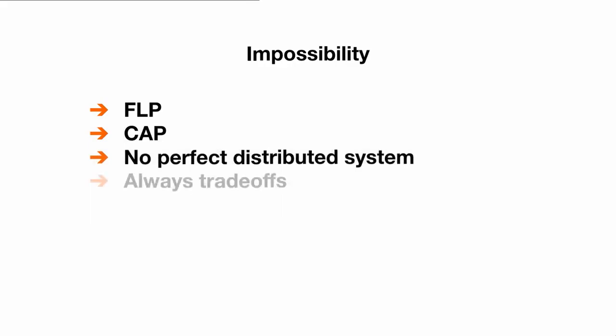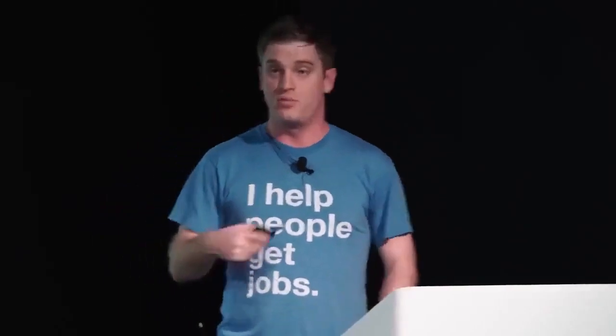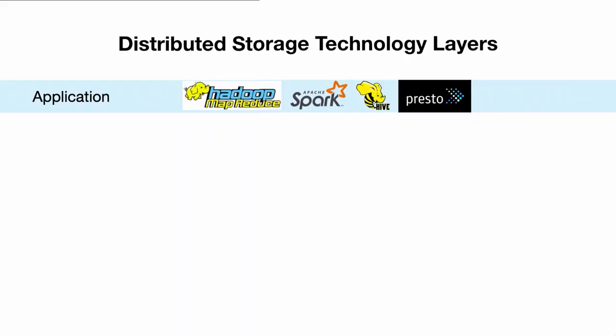Distributed storage technology layers. A blue row labeled application with logos of Hadoop MapReduce, Apache Spark, and Presto. And on top of the theoretical limitations, there are just many different types of problems that people making distributed systems are trying to solve. So I want to dive a bit more into that and some of the common applications in distributed systems, specifically data storage.